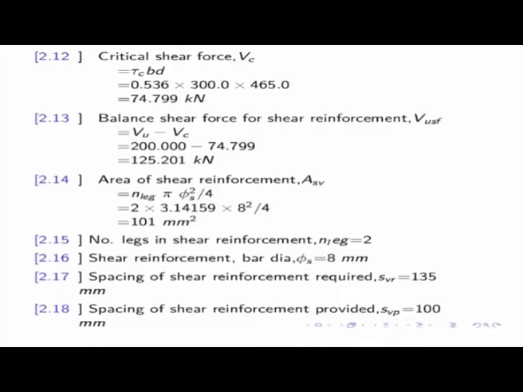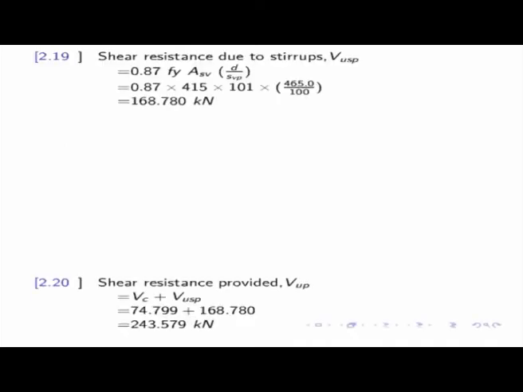I am not writing now, I am just showing on the screen. So critical shear force Vc, that is tau_c bd, that particular one we have got. On the basis of that, I am finding shear resistance due to stirrups, 0.87 fy Asv d by Sv.